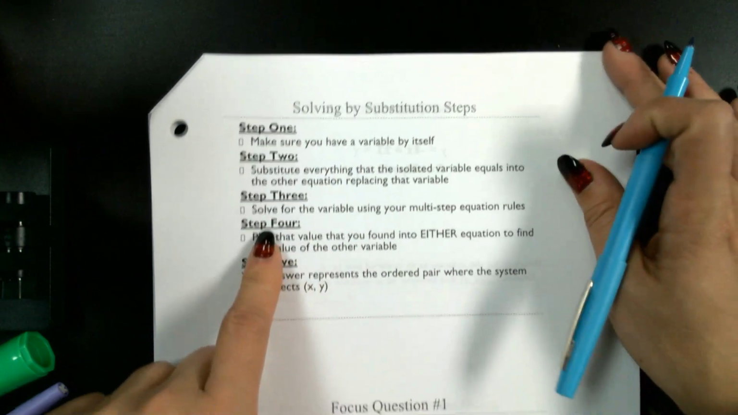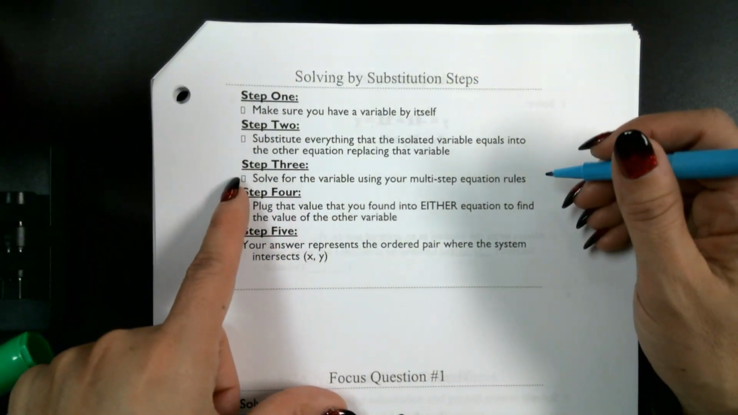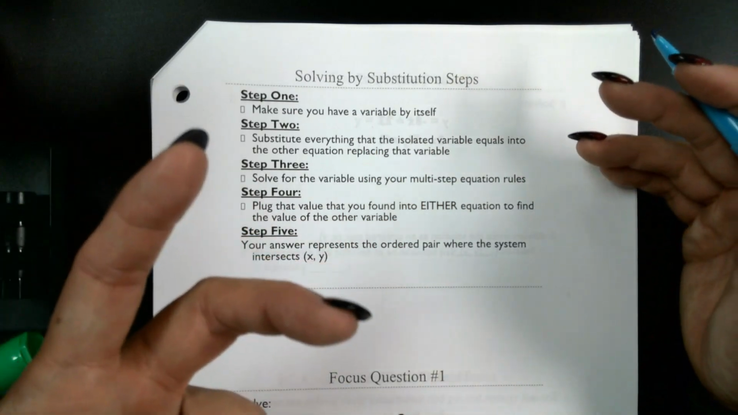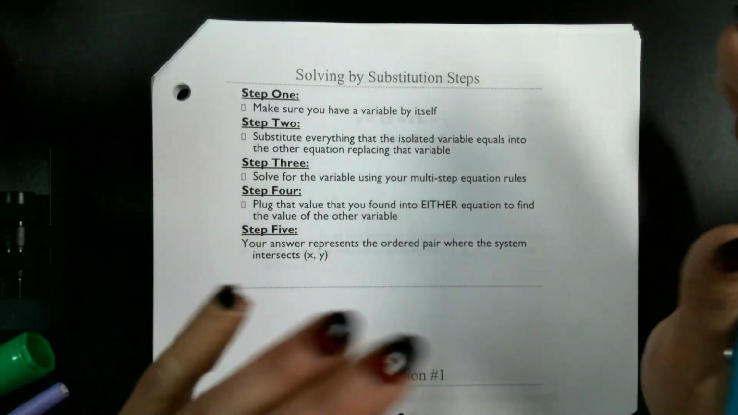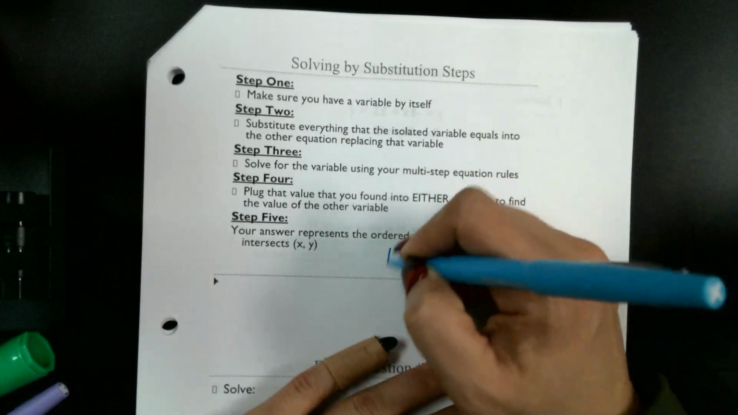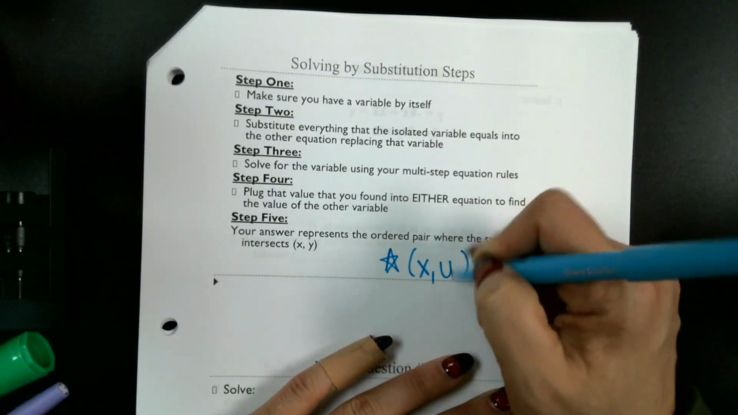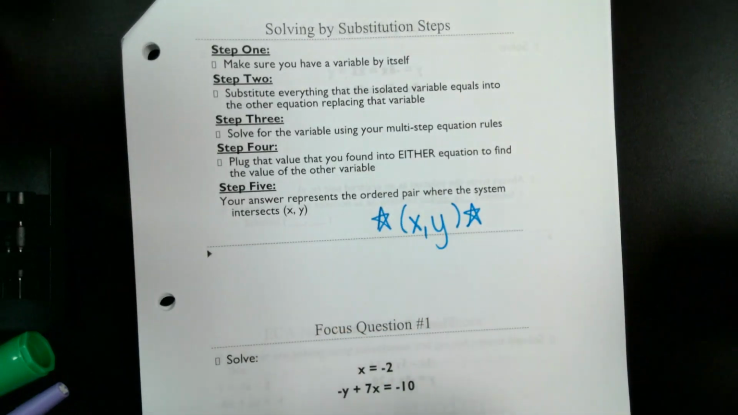Step 4, once we have one answer, like if we solve for x first and it says x is equal to 5, we're going to then plug that value into either equation to solve for the other letter. Because our end goal is to end up with the ordered pair of where the two equations would cross each other. Yes?